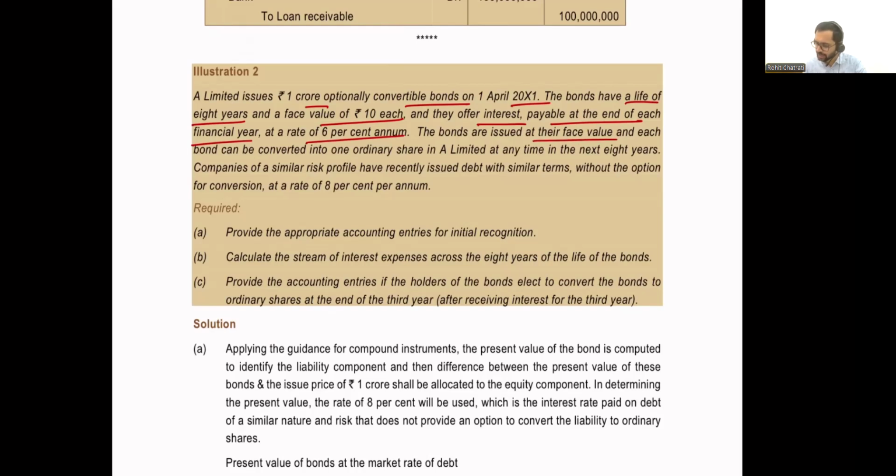The bonds are issued at their face value, and each bond can be converted into one ordinary share in A Limited at any time in the next 8 years. So it can be converted into one share at any time in the next 8 years.